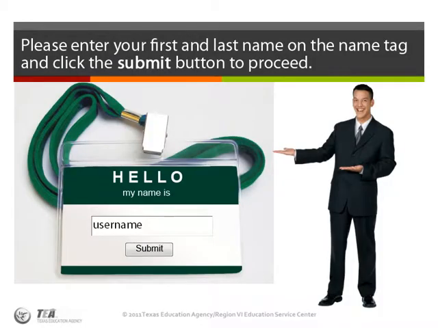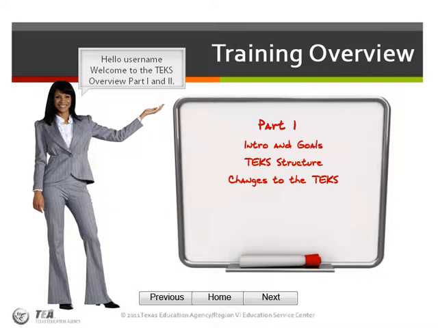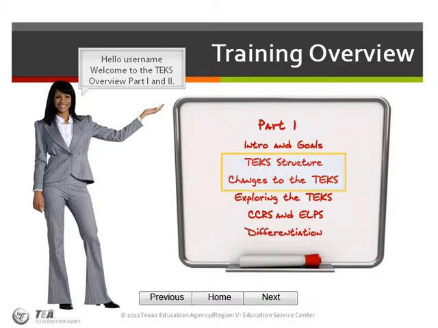Please enter your first and last name on the name tag and click the Submit button to proceed. In Part 1 of this training, we will begin with the Introduction and Goals section, examine the text structure, identify changes in the Social Studies text, explore the Social Studies text, review the College and Career Readiness Standards and the English Language Proficiency Standards, and differentiation. The middle two sections that focus on the text will constitute a large portion of this training.